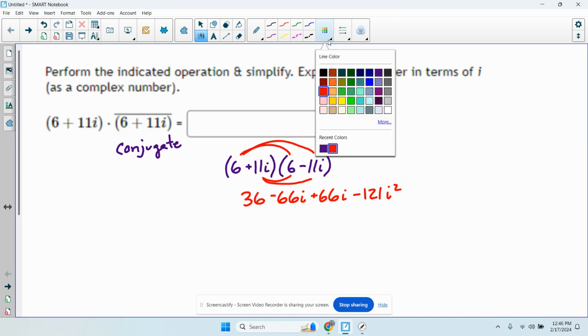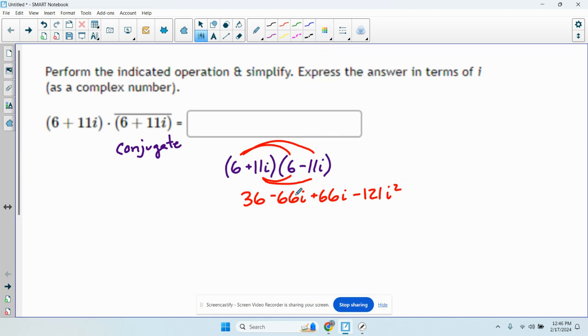And now the only real step: these two are going to cross out. And then I have an i squared here. Whenever you see an i squared, that just becomes negative 1, which will ultimately make this thing positive. So I'm left with 36 plus 121, which gives me a final answer of 157.